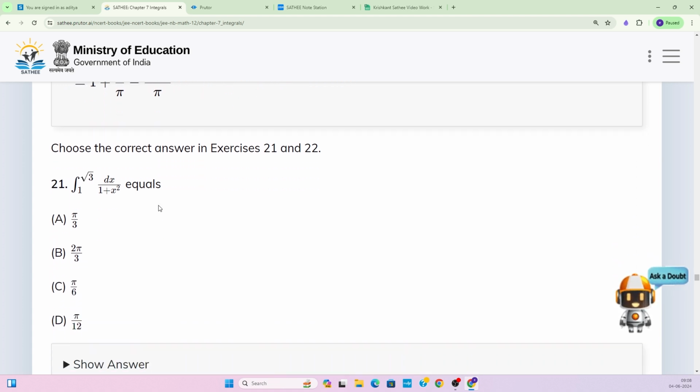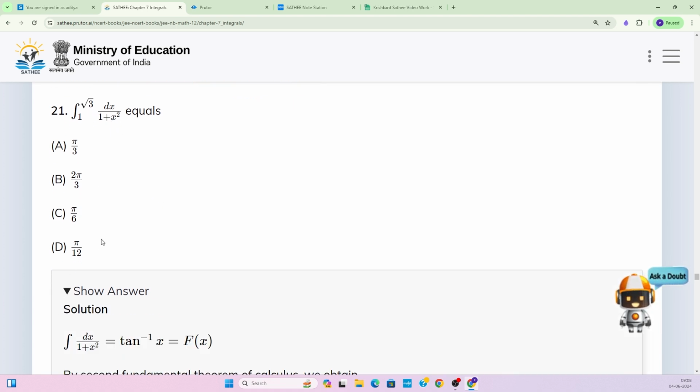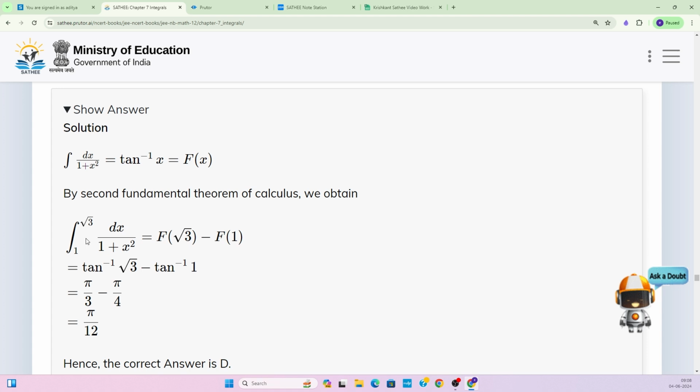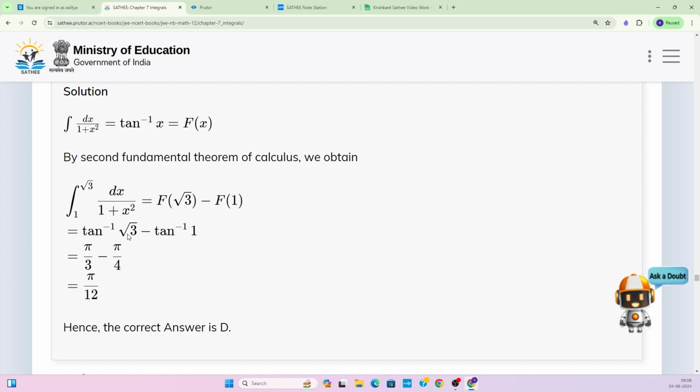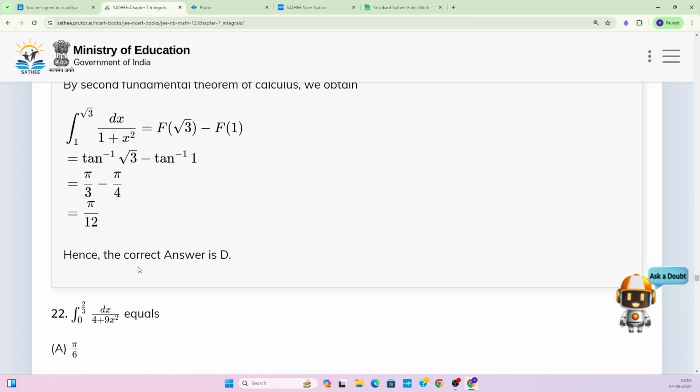Now the 21st problem says: definite integral from 1 to √3 of dx by 1 plus x². Find it. Quite simple. We know the indefinite integral for this is tan⁻¹ x. This will be capital F(x). So this definite integration value will be F(√3) minus F(1). This means tan⁻¹ √3 minus tan⁻¹ 1. You know tan⁻¹ 1 is just π/4 and tan⁻¹ √3 is π/3. This means π/12 will be your final answer for this 21st problem.